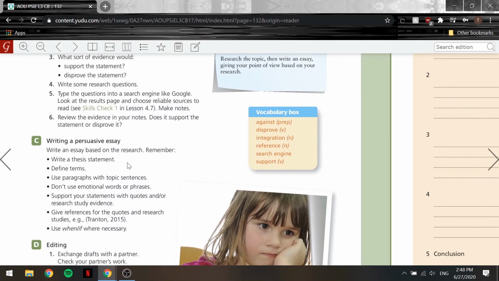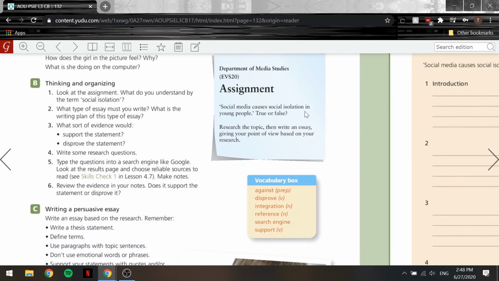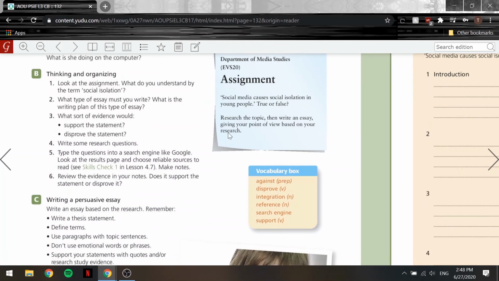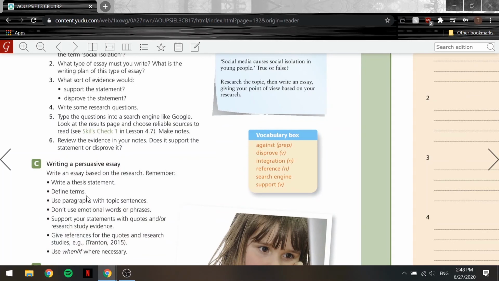So remember, you got to do research before you start writing your persuasive essay. You'll start by writing a thesis statement, right? Define terms, like the term here, social isolation. Remember when we talked in the previous lesson, the writing on the previous lesson, we talked about how different essays have different points that you have to highlight. Well, this is one of them. So you have to define the terms.